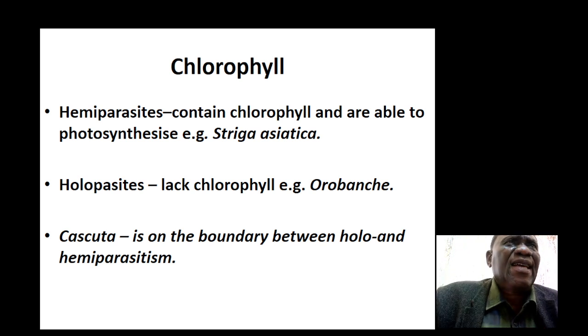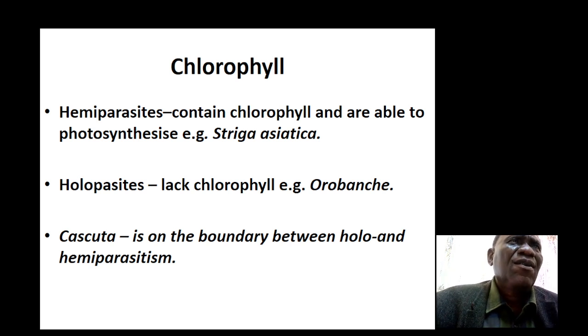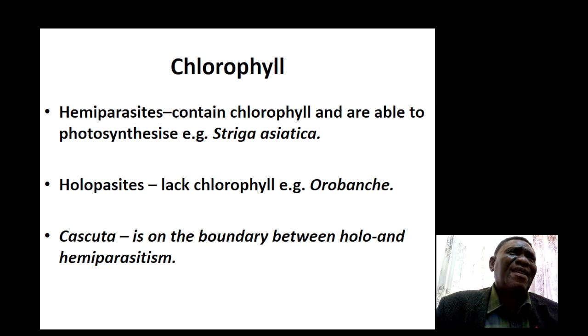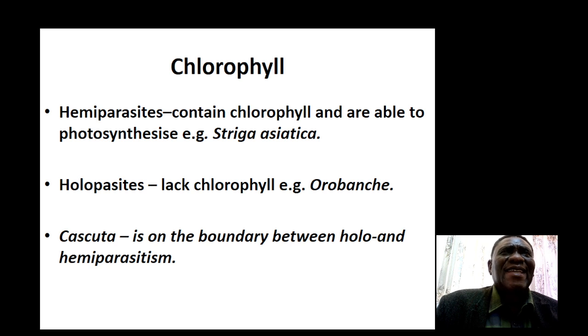Or we can use chlorophyll to differentiate parasitic plants. Hemiparasites contain chlorophyll and are able to photosynthesize during certain stages of their life cycle, for example Striga asiatica. But holoparasites lack chlorophyll, which means they obtain their carbohydrates exclusively from the hosts.